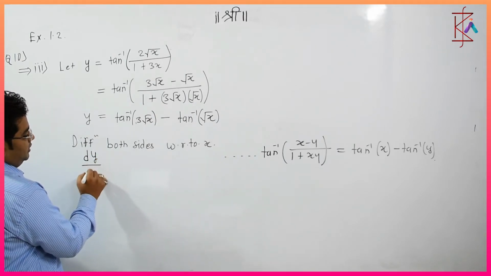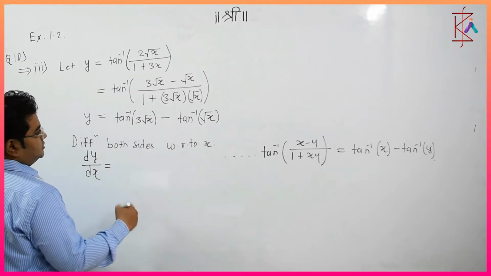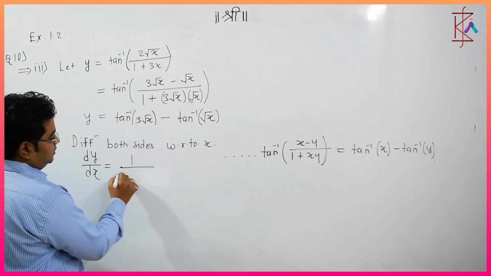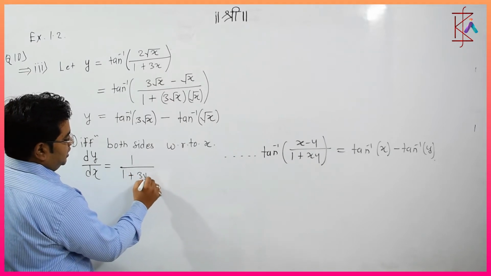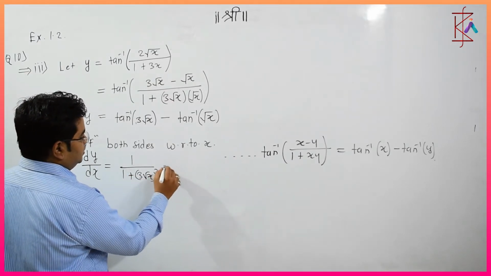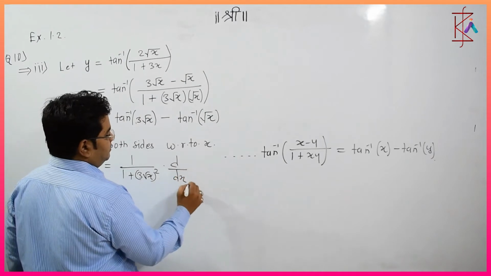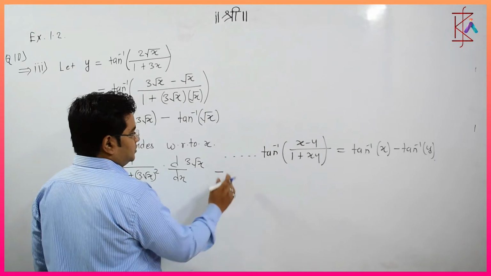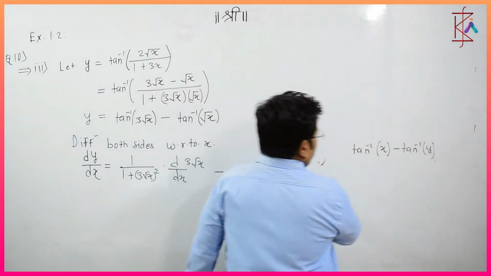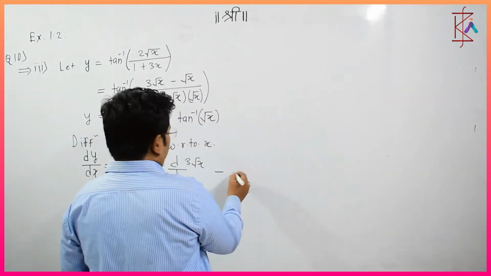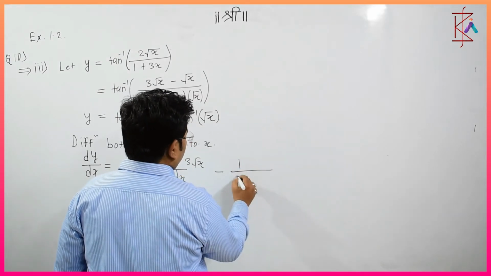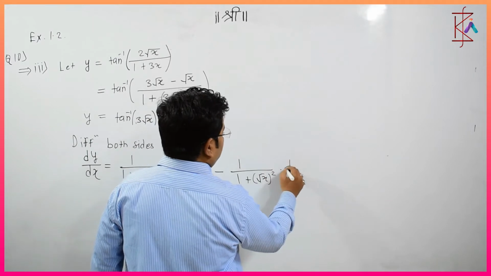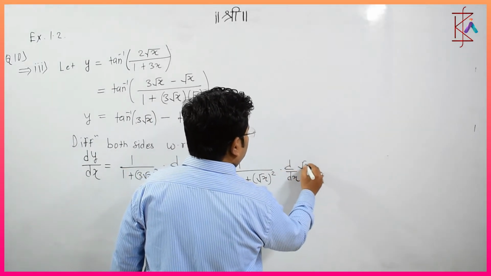So dy upon dx is equal to, what is the derivative of this? 1 upon 1 plus 3 under root x bracket square, dot d upon dx of 3 under root x. I am directly writing it. Okay, I know you are smarter and patient. Minus 1 upon 1 plus under root x bracket square, dot d upon dx of under root x.